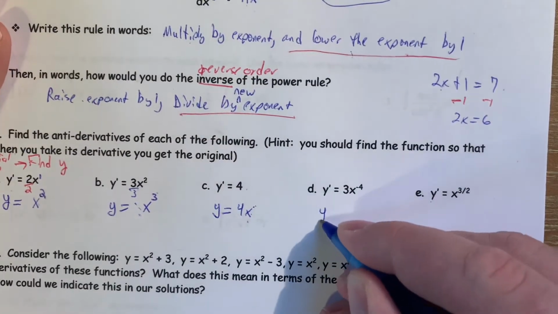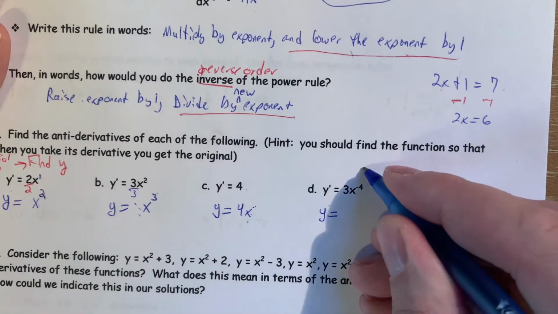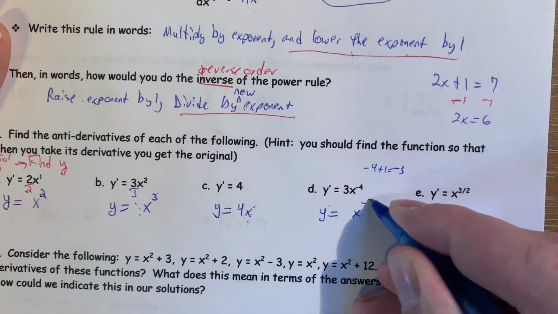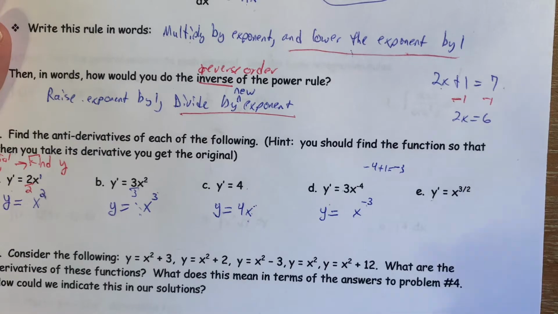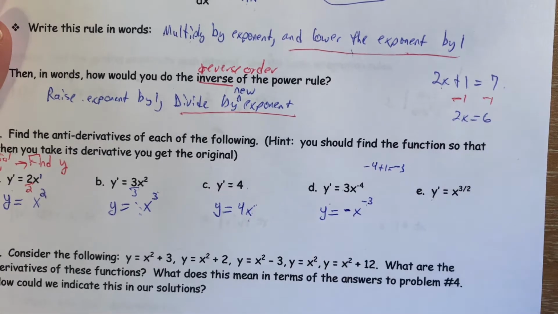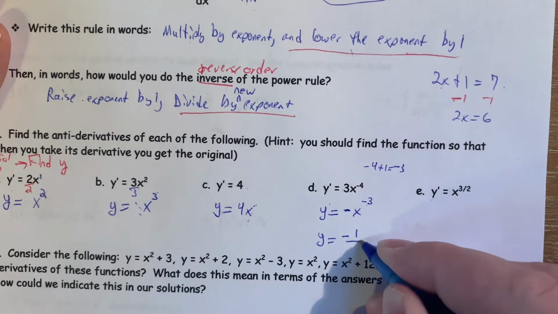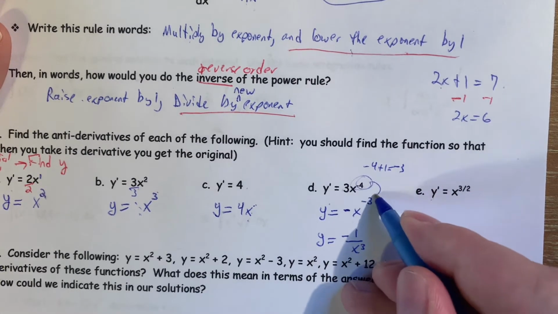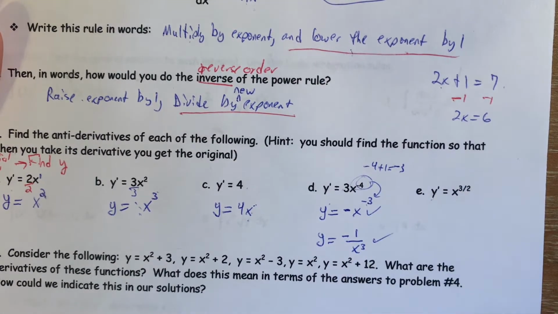Y prime equals 3x to the negative 4th. Let's say you did. So y would equal, we raised the power by 1, so negative 4 plus 1 is negative 3. This will be x to the negative 3 power, and then we divide by negative 3. 3 divided by negative 3 is negative 1, and we just put a negative in front usually. Again, it's completely fine to put negative 1 over x cubed, but if it's written like this at the beginning, it's fine to leave your answer like this here. These are both correct.